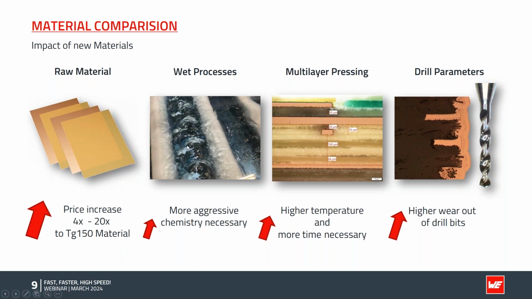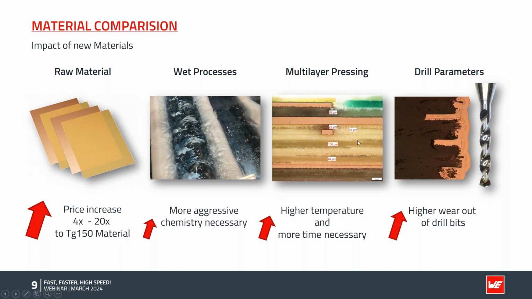Due to the changed materials, we have to use more aggressive chemistry to achieve, for example, a good desmearing, that the adhesion of a copper is better. So this needs more effort. Due to the high TG values, the multi-layer pressing needs higher temperature and more time to get a good curing of a material, that the material gets his final properties.